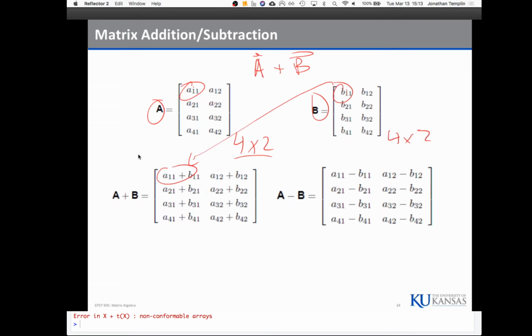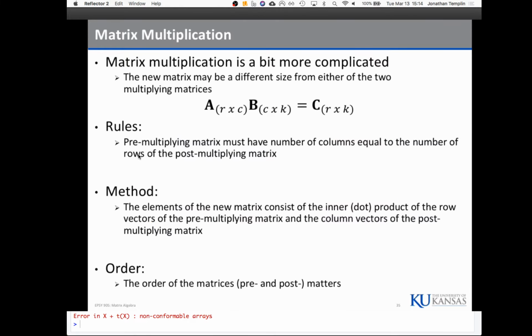Same thing with subtraction. A minus B would be the first element of A minus the first element of B, or element by element subtraction. In the case of addition, the order of the matrices does not matter. A plus B is equal to B plus A. In subtraction, that's not the case. A minus B is not equal to B minus A, because subtraction does not have that property, whatever it's called, I'm forgetting it now. Anyway, addition and subtraction are pretty straightforward.